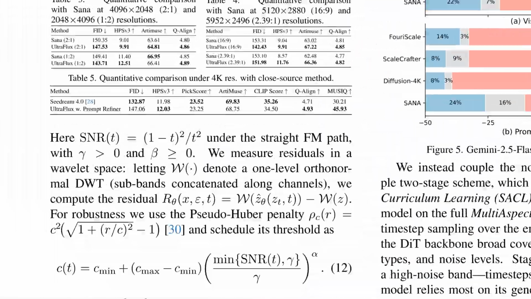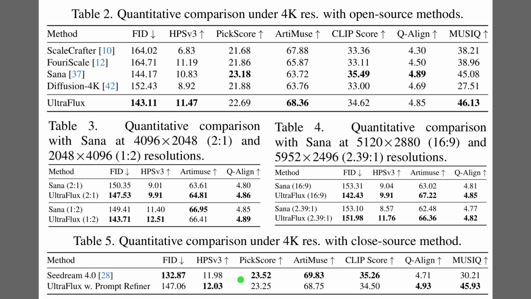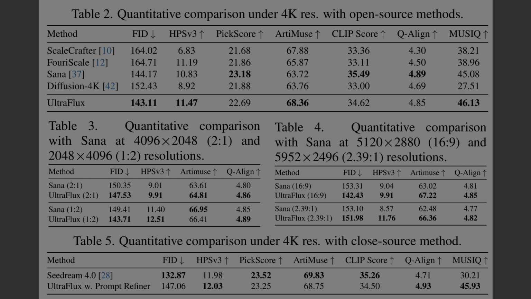Table 2 summarizes quantitative 4K results and shows that UltraFlux consistently scores better than other open-source methods, with lower Fréchet inception distance and higher aesthetic and alignment metrics, which together indicate sharper, more on-prompt images. Tables 3 and 4 then compare UltraFlux to Sana at different wide and tall aspect ratios, where UltraFlux again wins across almost every score. Table 5 finally pits UltraFlux with a prompt refiner against the proprietary Seedream 4.0, showing roughly comparable fidelity but noticeably stronger image quality and alignment metrics overall.